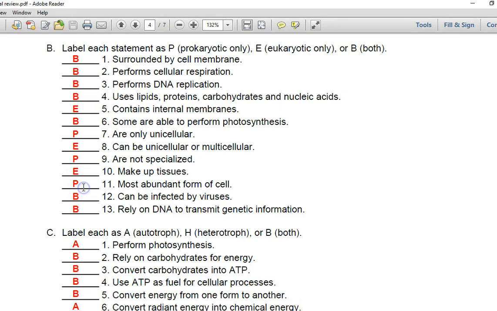And then you have 11, the most abundant type of cell would be P, prokaryotic cells. Number 12, can be infected by viruses, that's both. Any living cell can be infected by a virus. Number 13, rely on DNA to transmit genetic information, that would be both.